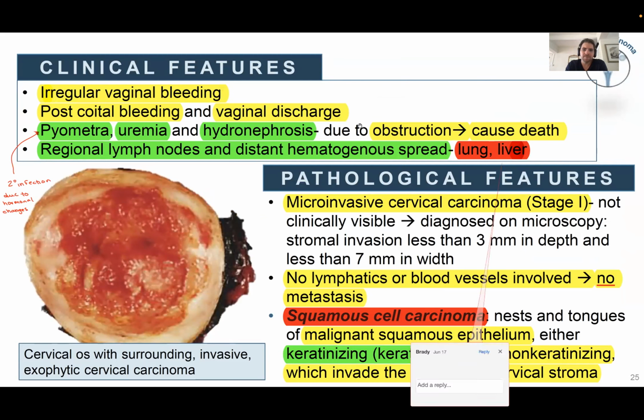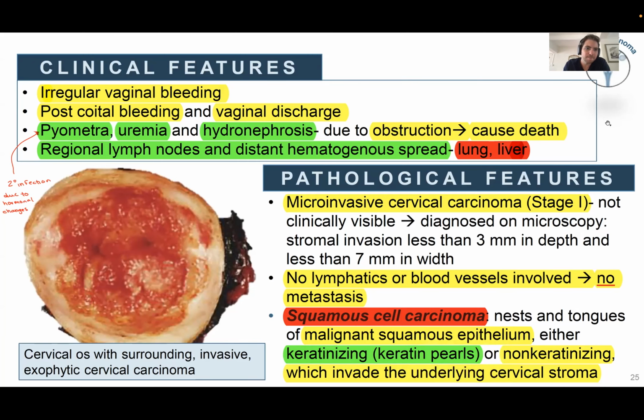All right, it can spread to the lung and liver. Squamous cell is the most common. And of course, anytime you see keratinizing or keratin pearls, you want to think of squamous cell carcinomas. I guess if it gets bad enough, it can even block the ureters, right? So you get hydronephrosis, obstruction.